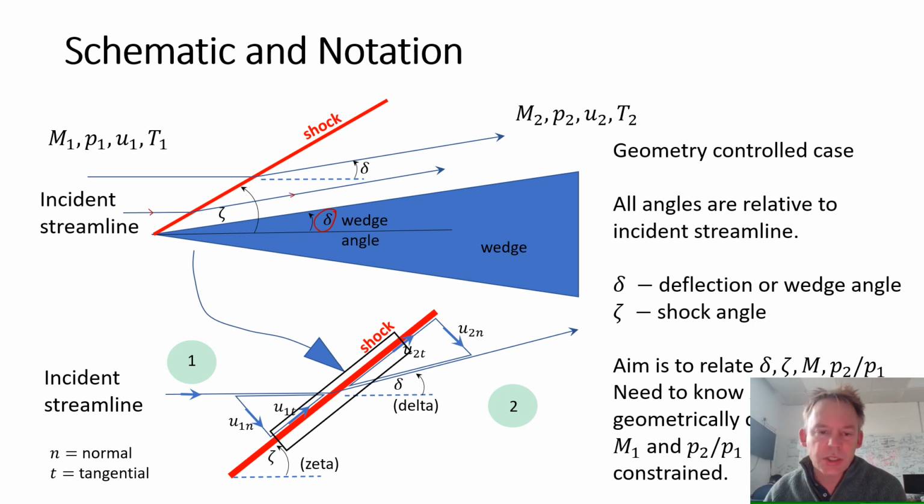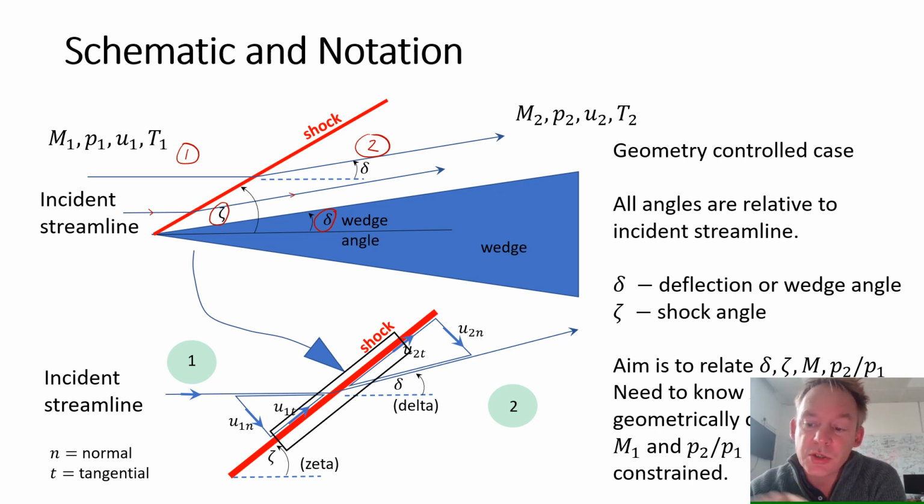We're going to use the notation zeta, the Greek symbol, to denote what we call the shock angle, which is the angle between the incident streamline and the shock. This is 2D, so we're not looking at curvature effects, and we're going to use the notation 1 before and 2 afterwards. Now, how we analyse this, as we analyse most of these problems, is we look at conservation principles applied across the shock itself. And to do that, we'd have to look at conservation of mass, momentum, and energy.